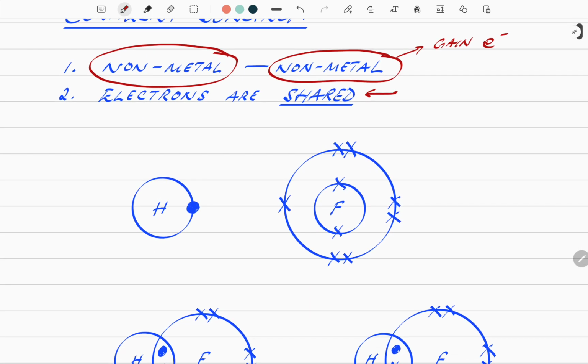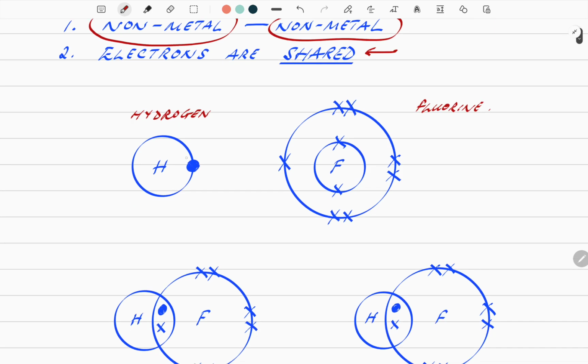The way they do it, if we take an example of hydrogen and fluorine, we know that hydrogen outside its nucleus has only one electron. You can see that there. In the fluorine atom, you've got two in the inner ring, and 7 around the outer shell.